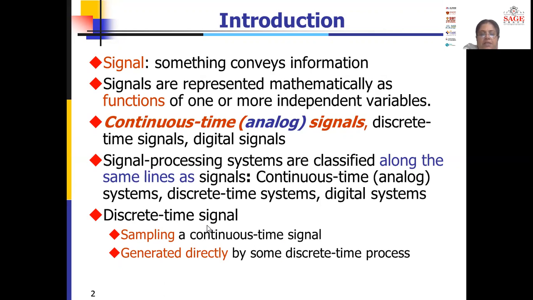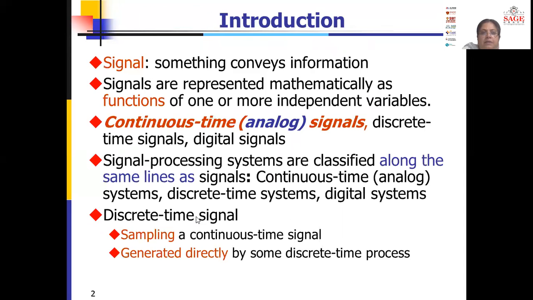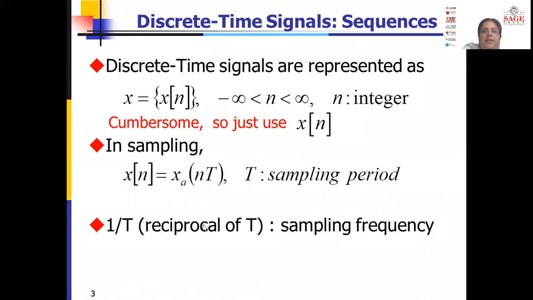Discrete time signals are the signals which are sampled at regular intervals of time. So we will sample a continuous time signal at a regular interval of time, and we get the discrete time signals. As we all know, these are the signals which are sampled at regular intervals of time.